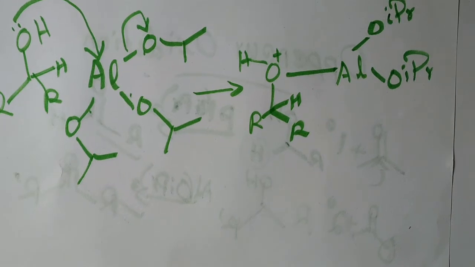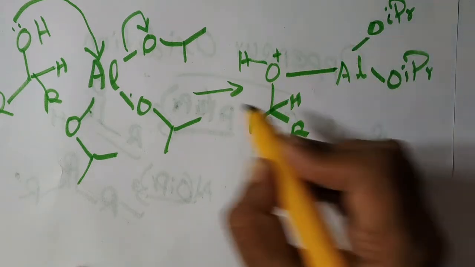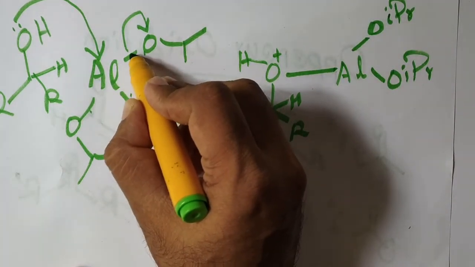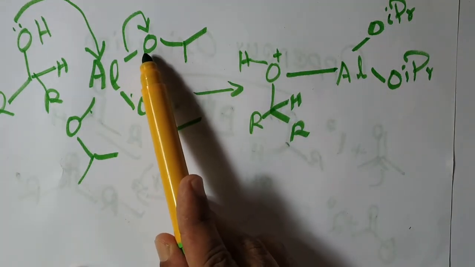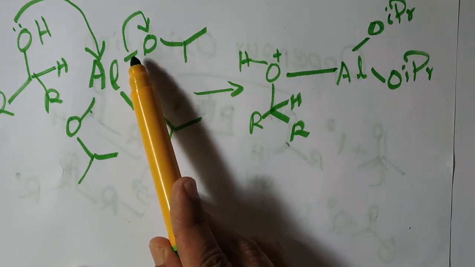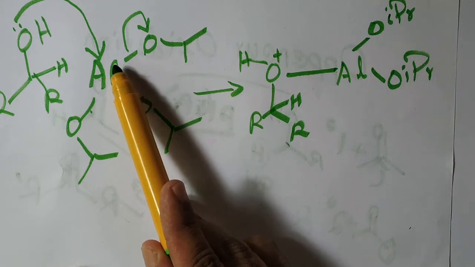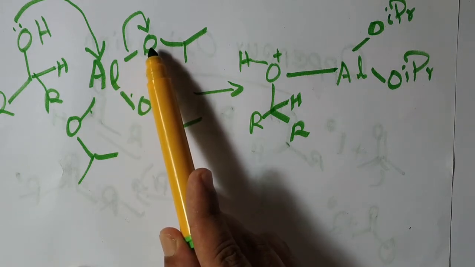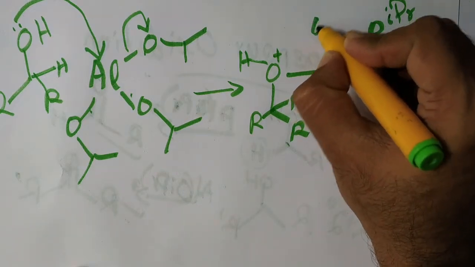And now what? So we have a species like this, and what is left over? This isopropoxy group, because this bond broke, these 2 electrons are going to stay on this oxygen. What does that mean? That oxygen gets an extra electron. Remember, in this bond, 1 electron belongs to oxygen, 1 electron belongs to aluminum. Both electrons go to oxygen. That means oxygen is getting an extra electron. So oxygen is neutral here, and so oxygen will have a negative charge. So we can write it like this.